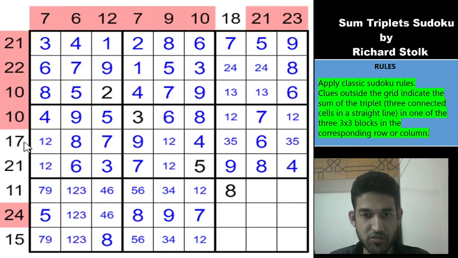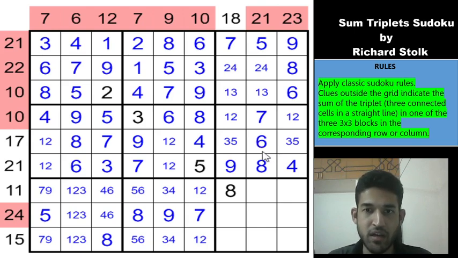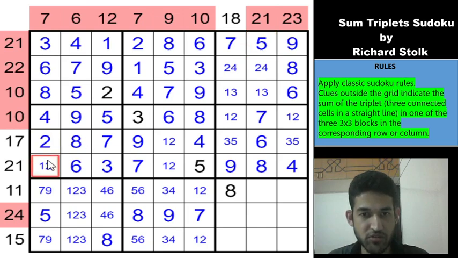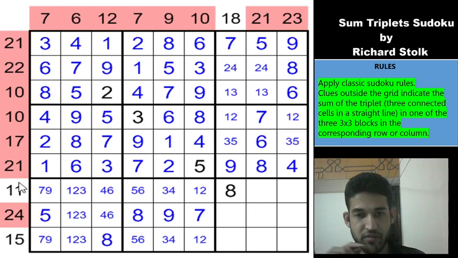This 10 is done. 1 2 7, 17 is said to be done. 3 5 and 6 is 14. 9 4 and something is not going to be 17, so 17 would have to be from here. So this is a 2, right, for the 17 to be true. So this becomes 1, this becomes 1, this becomes 2. So this is also done. 21 is also done. 4 8 and 9.